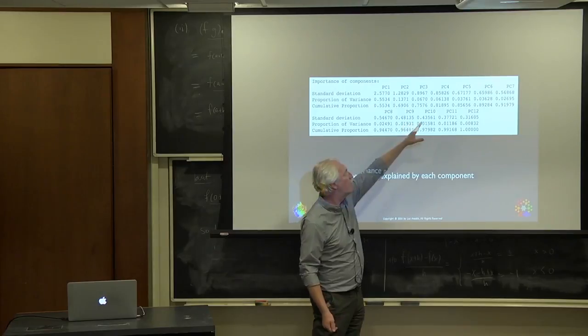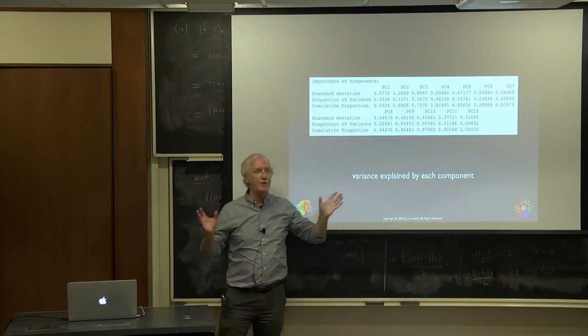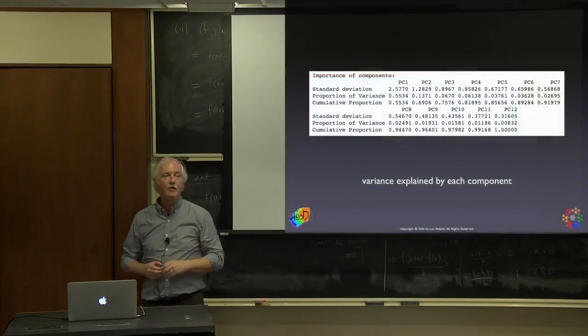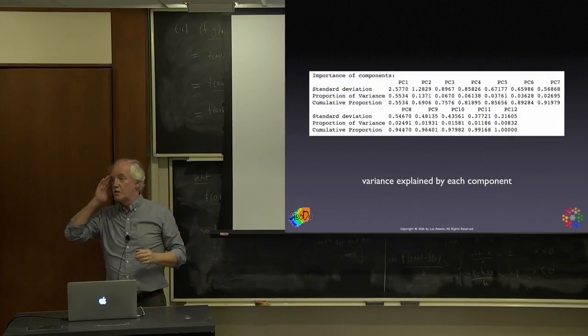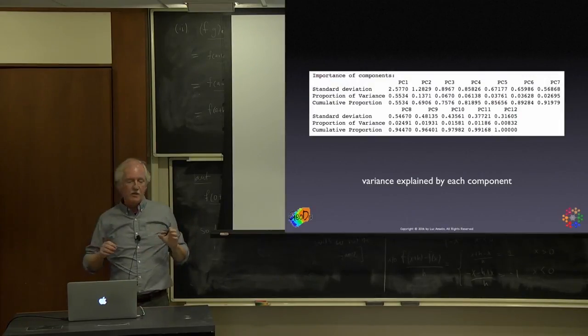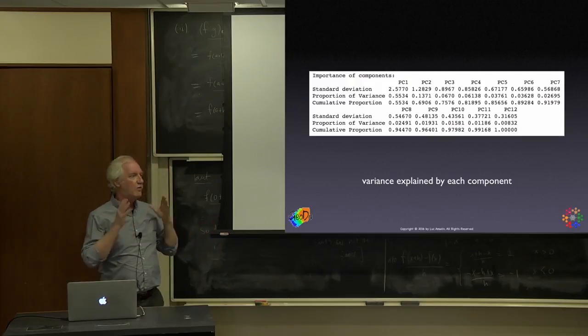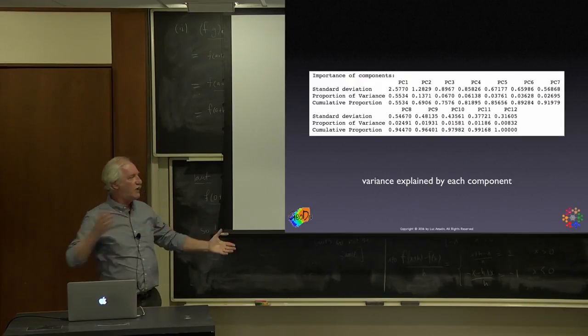So the first 4 components explain 80% of the variability in those 12 variables. So for most practical purposes, you could say that's good enough. And so I'm going to work with those 4 instead of working with the 12.